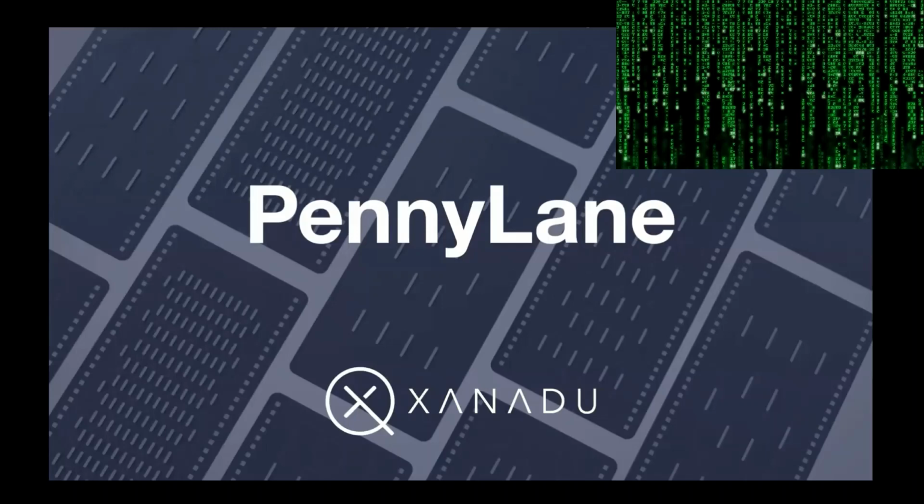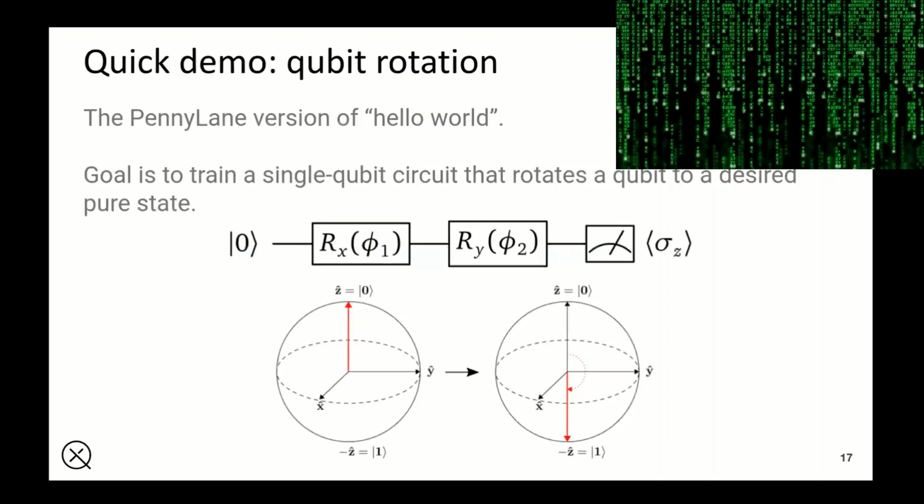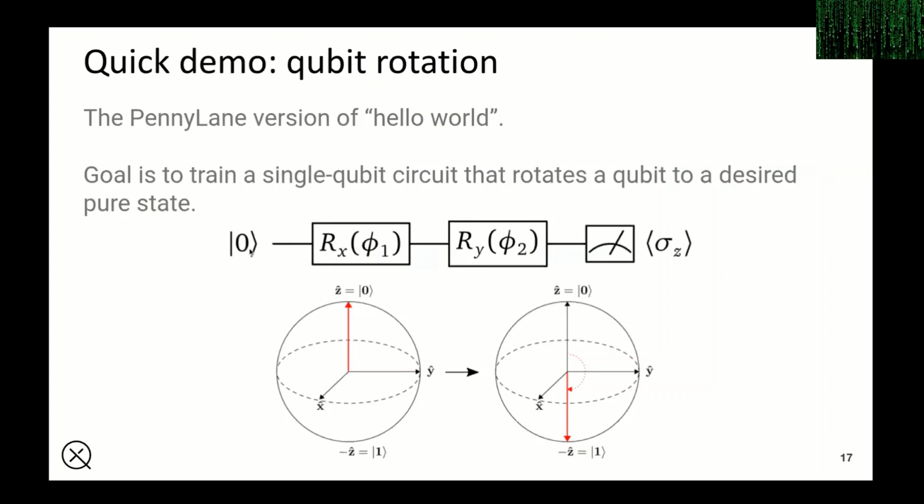So let's get into what we are doing with PennyLane and what we are offering here. So first off, let's have a look at a small example using PennyLane. Let's have a single qubit that is initialized in the 0 state. And we have two rotation gates that then act on this 0 state. We have an X rotation gate and we have a Y rotation gate as well. At the end of the circuit, we will then be applying a quantum measurement that is going to be in the Z basis.